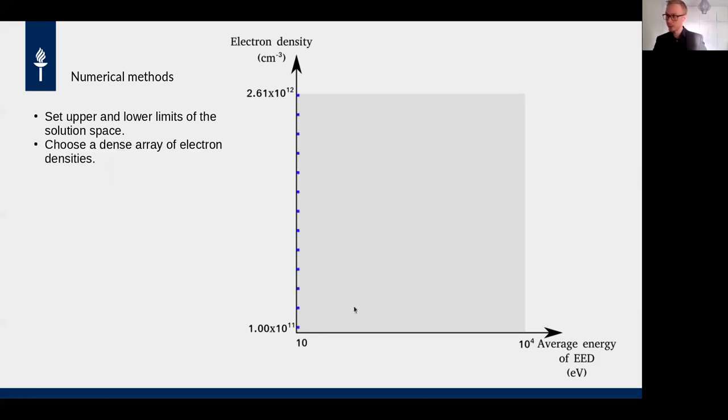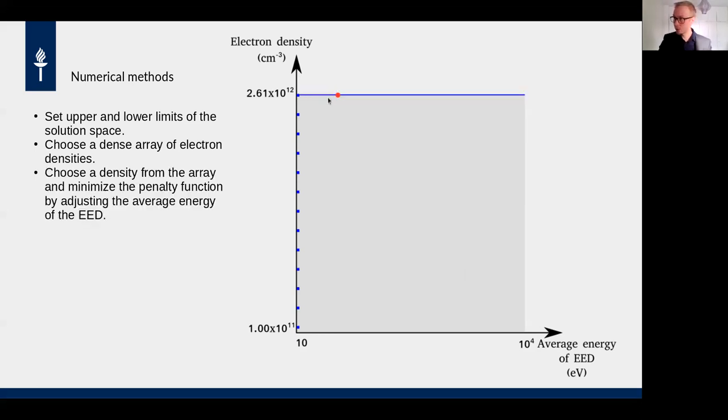Then we choose a dense array of electron densities and begin to iterate over this array. We fix the electron density and minimize the penalty function along this line. Say we find a minimum here demarcated by the red dot. We do this for each electron density in turn to obtain a set of minima.